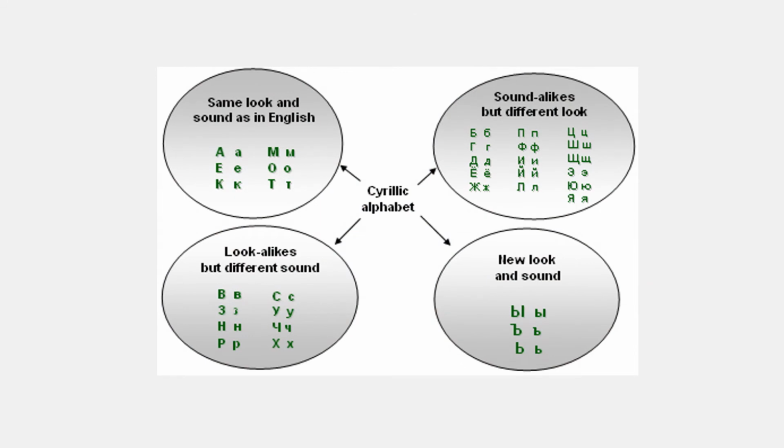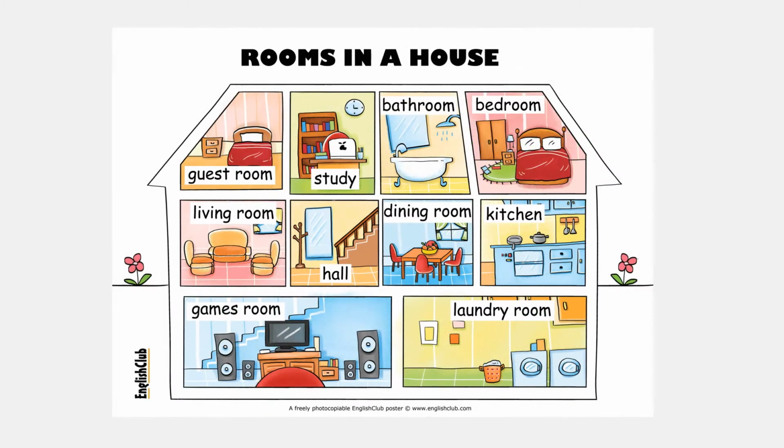This photo displays how the letter sounds used in Russian compare to the letter sounds used in English, but it relates to all languages. So, some letters in the Cyrillic alphabet look and sound just like letters in English. Others look the same, but they sound different. And others have the same sounds, but look completely different. Why does this happen? Because it's easier to learn from existing schema.